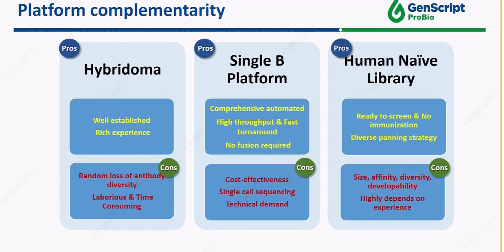With that, what you're looking at here is that each platform is not really competitive. It doesn't have to be competitive. I don't have to beat the hybridoma platform with the single B-cell platform because it's so much faster, but it's rather complementary. So the pros of hybridoma are complementary to the cons of single B, or the pros of human naive library are complementary to the cons of single B-cell platform as well, which is where the arrows are pointing. Sorry that it came out a little late.